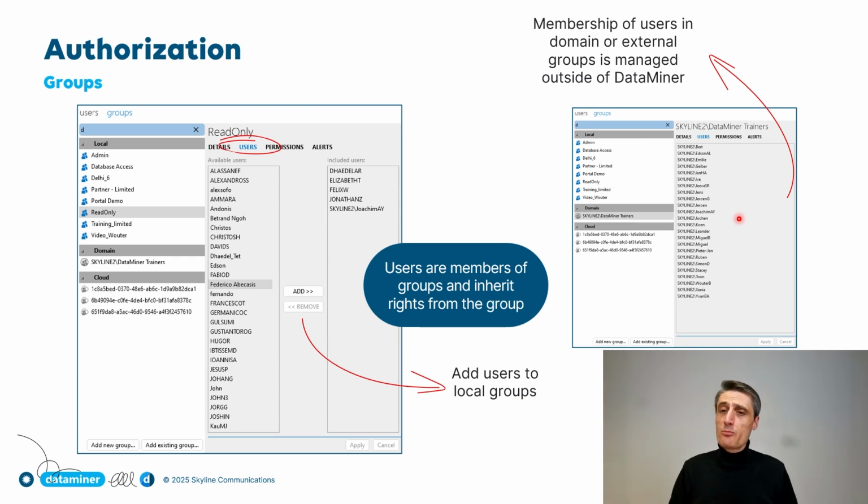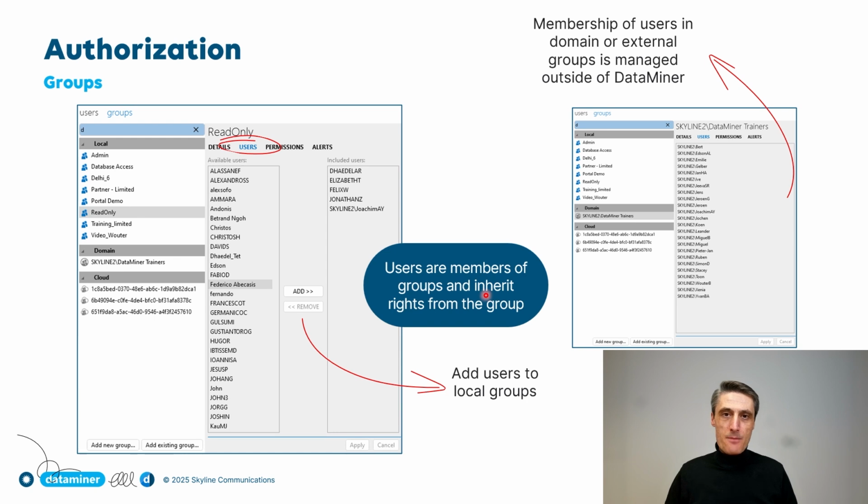So if a new guy comes in at Skyline and he becomes a DataMiner trainer, he is added by our IT to the DataMiner trainers group, and immediately he will be added in here. And he will have access to the system without me doing anything. This is completely zero touch, you could say. I don't need to manage anything here. So think about that possibility to immediately add groups from the domain as well. That can come in quite handy.